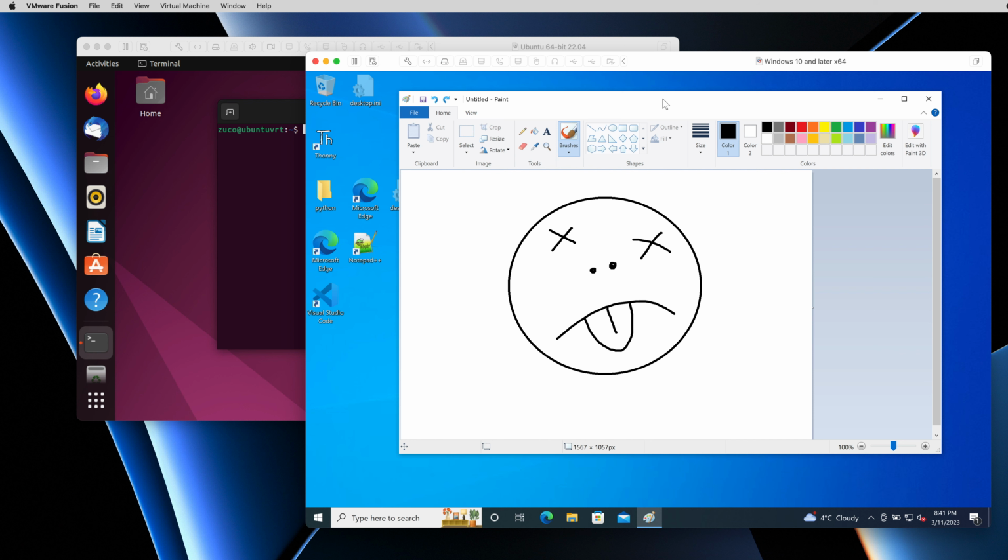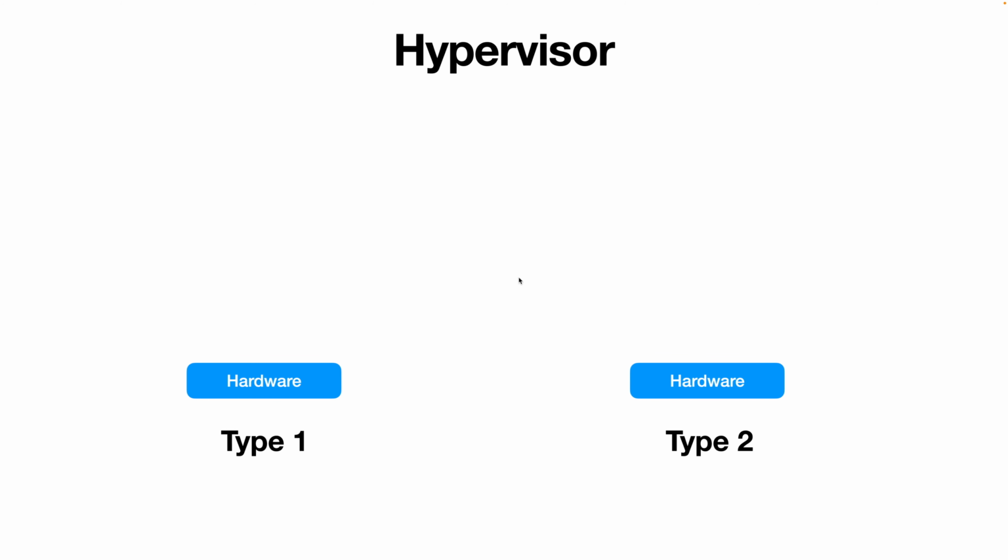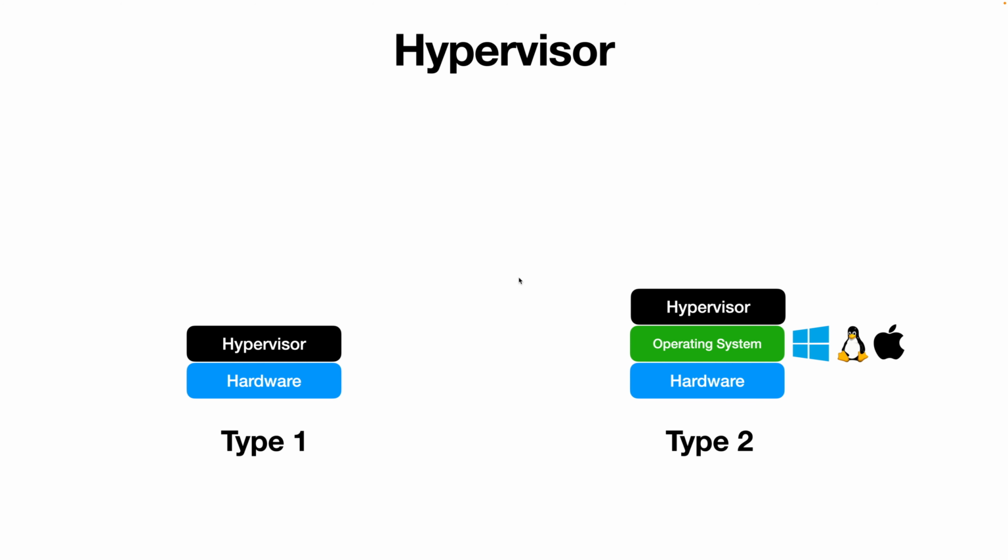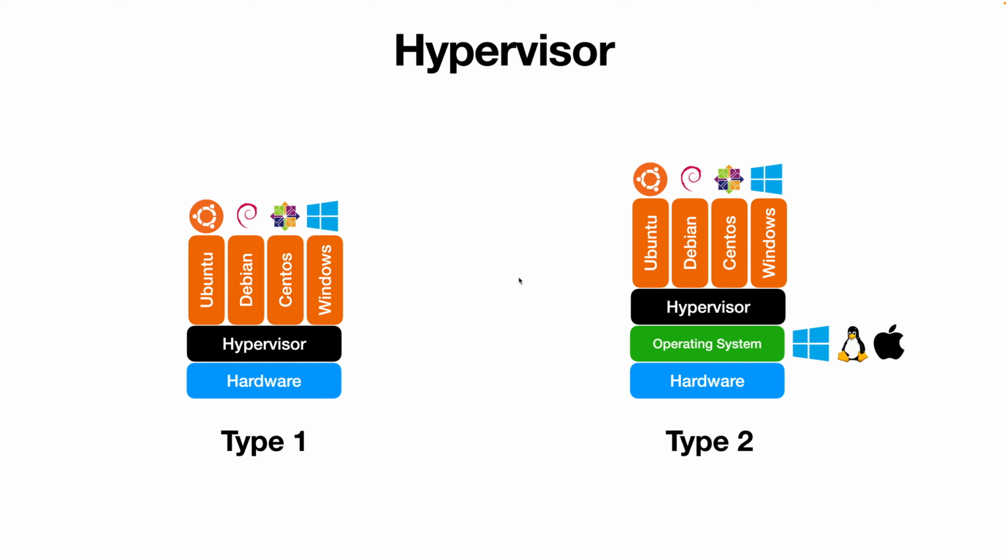So what is a hypervisor? There are two types of hypervisor. Hypervisor type 1 is the one that installs directly on your hardware. So basically it has an operating system integrated into it. And then the hypervisor type 2, which is the one you saw me using, is the one where you have your operating system, Linux, Mac, whatever, and then the hypervisor is an application. The hypervisor, what it does is execute these virtual machines.